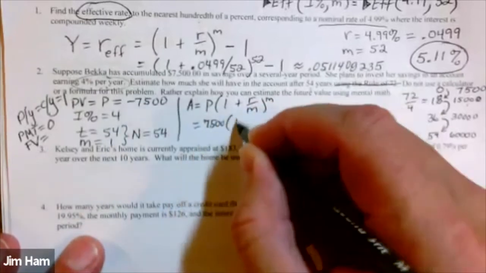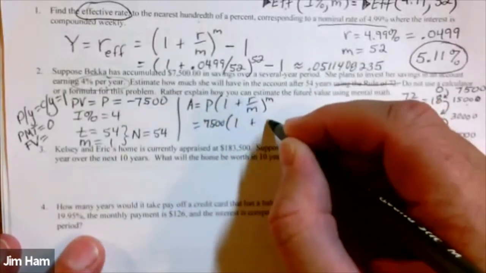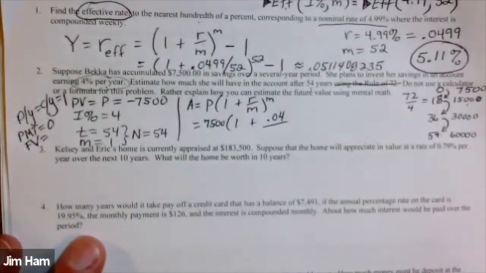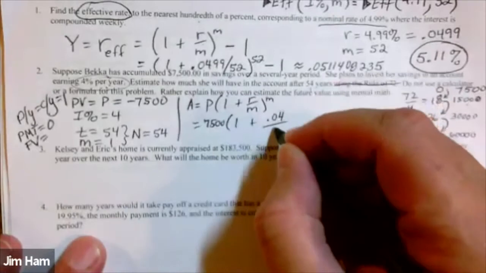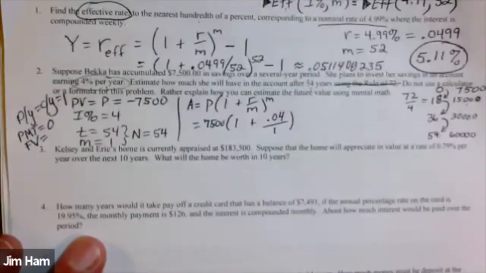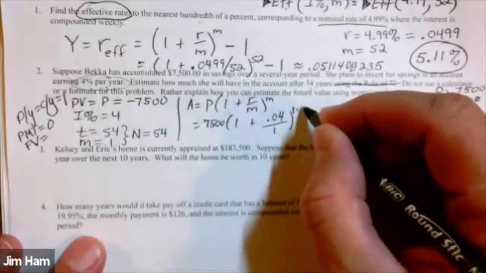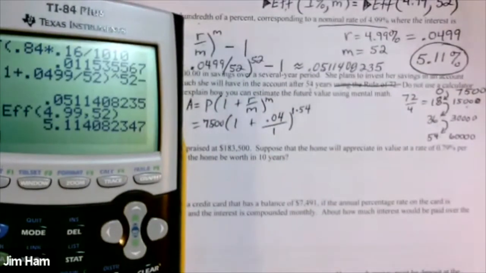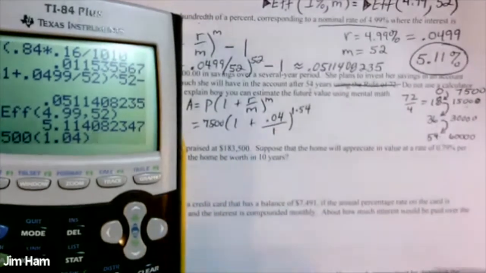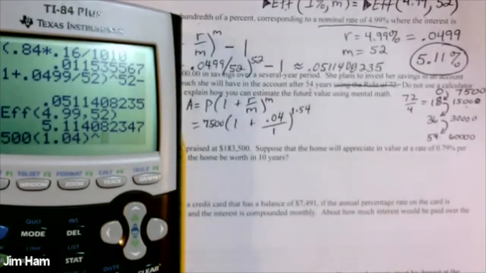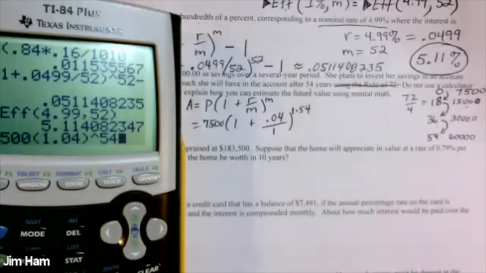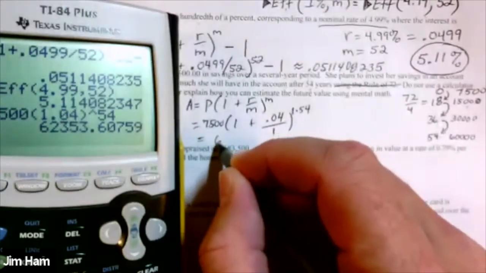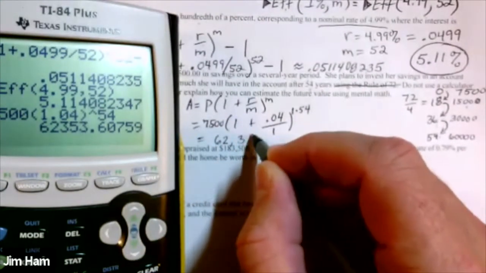7,500 and then 1 plus the interest rate. When we use the formula, the interest rate has to be the decimal version of the percent. And then the M value is 1. And then we have to the 1 times T. All right, so I'll just plug that in on the home screen of the calculator. 1.04 to the 54. Okay, how close to 60,000 is it? 62,000. But at least we're in the ballpark.